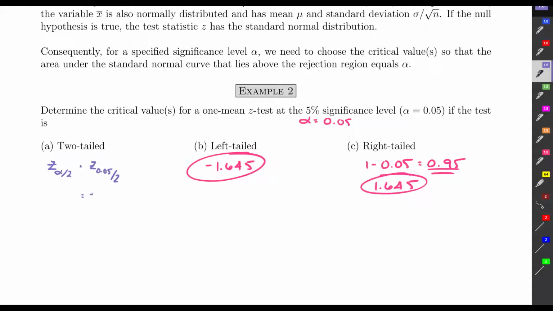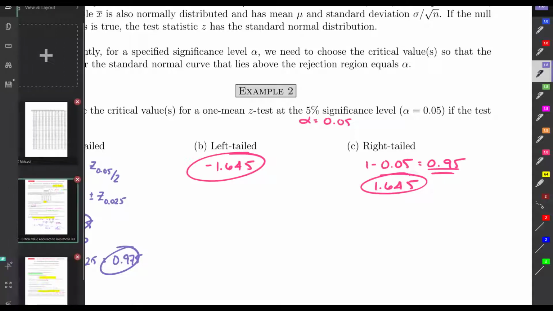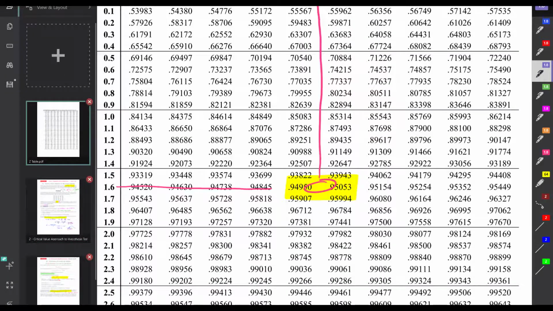And when we divide that by 2, we're going to get z sub 0.025. So what this means is that we're looking for a z-score that has 0.025 area to its left and 1 minus 0.025 to its right, which would be 0.975. So these are our two area values that we're looking for. Again, you can apply symmetry or you can look both values up.